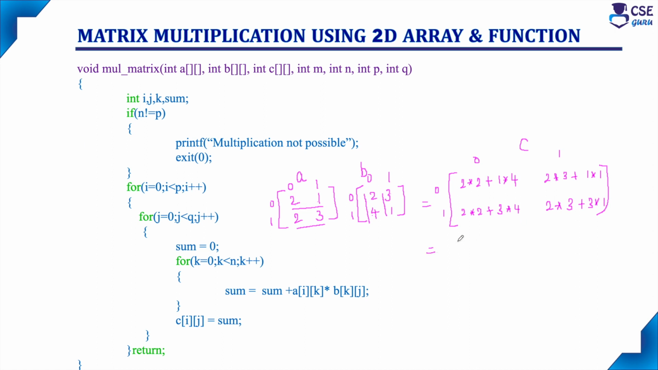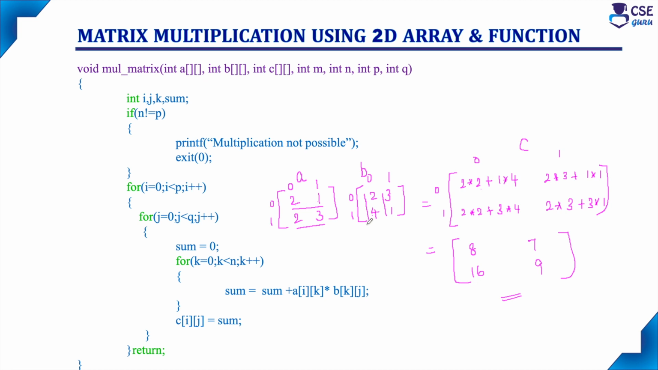So if we solve this, we will get the answer. 4 plus 4, that is 8. And this is 6 plus 1, 7. And this is 4 plus 12, 16. 6 plus 3, 9. So this is the resultant C matrix. So this is the procedure to find the matrix multiplication.